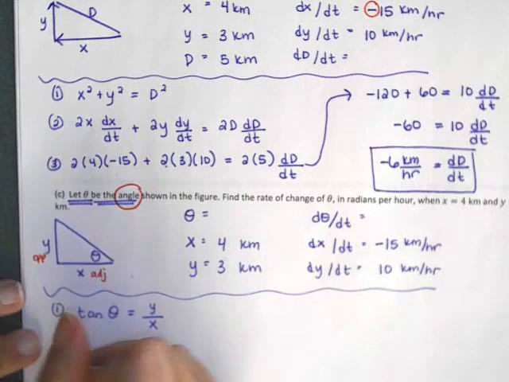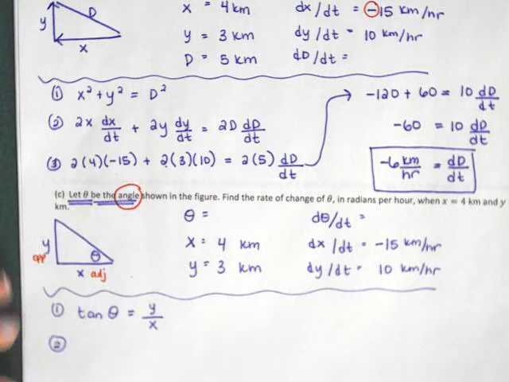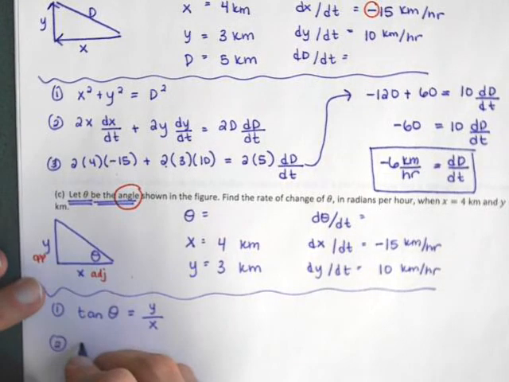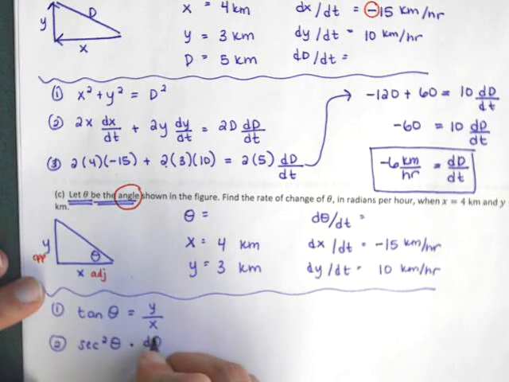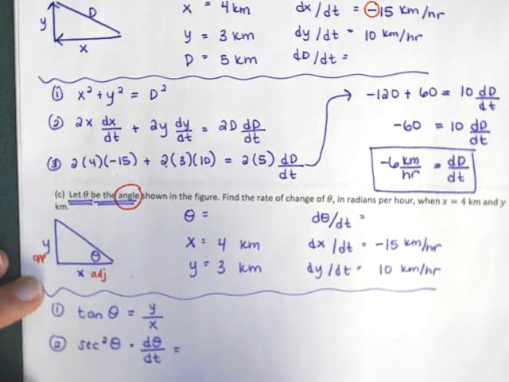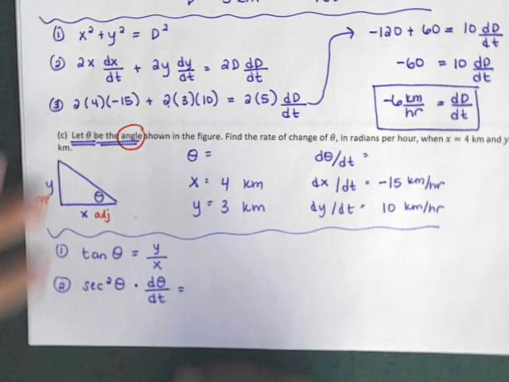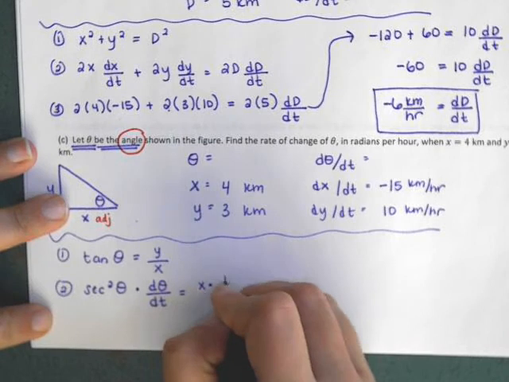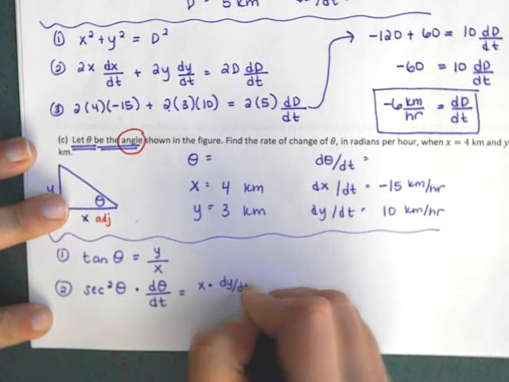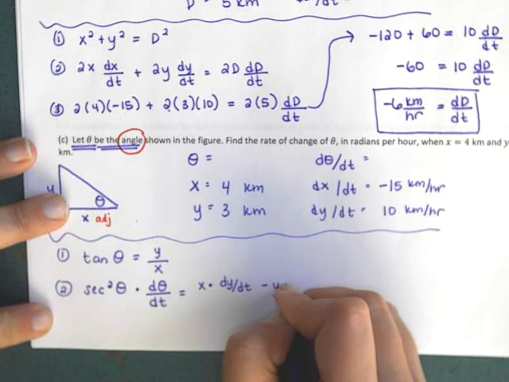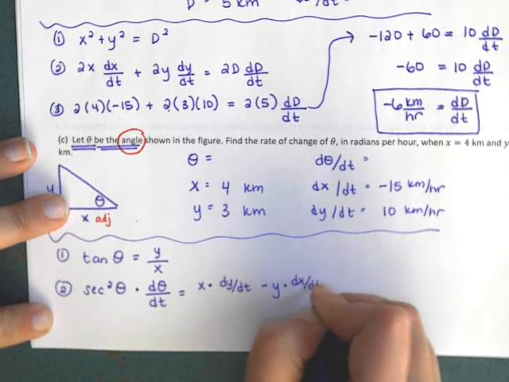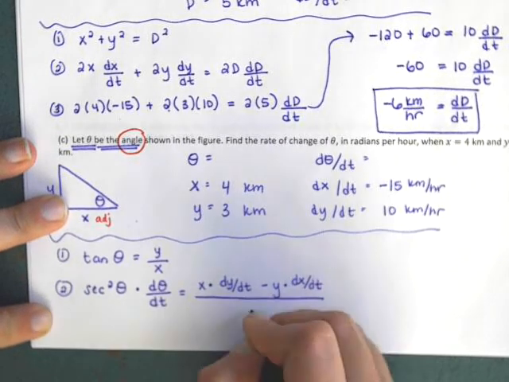So, next we need to take a derivative. The derivative of tangent is secant squared of theta times d theta dt equals, and here's where it gets tricky. You need to use quotient rule. So low d high minus high d low, and low squared goes down below.